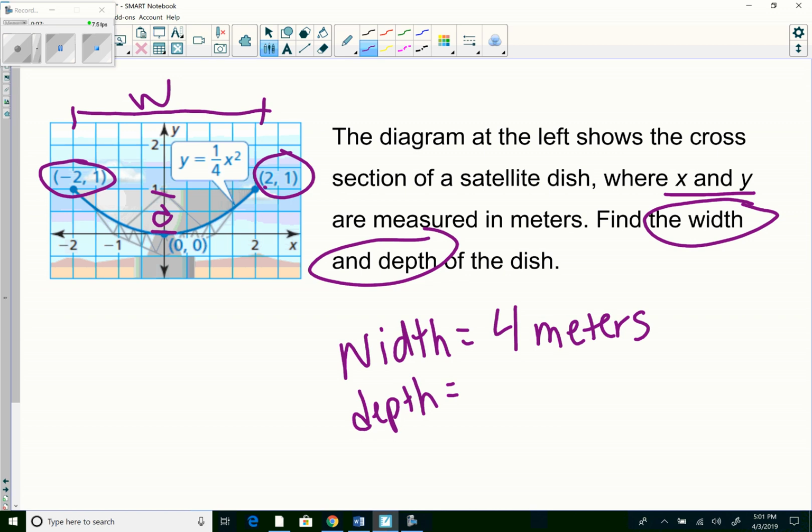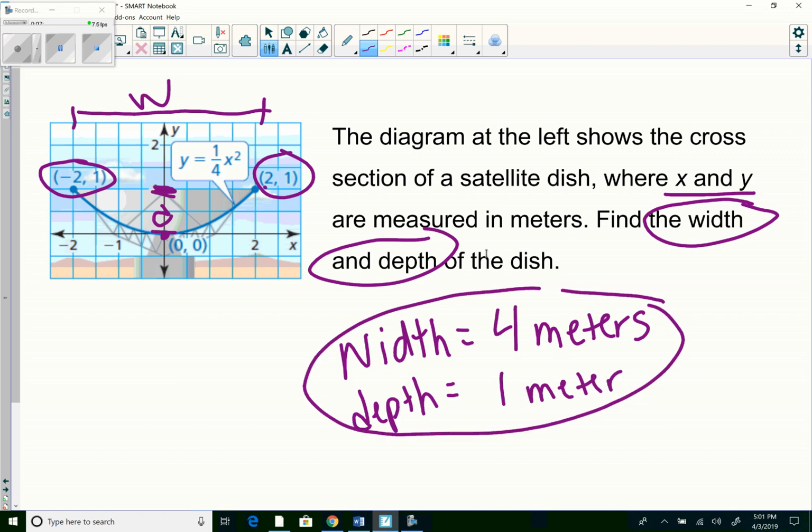Okay, then I'm going to take a couple seconds. Let's figure out the depth. I'm starting down here at this origin. And then as you can see, that's going all the way up to here. So that depth is just going to be 1 meter. Okay, and that's all they're really asking you for.